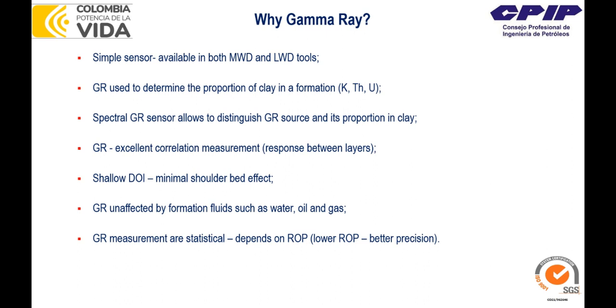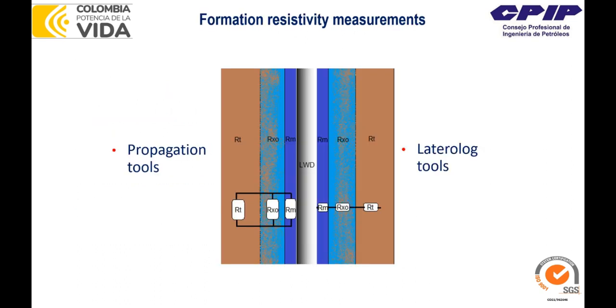Also important to remember that gamma ray measurements are statistical and depend on the ROP. The lower the ROP, the better the precision. But with the rates of penetration we've seen in standard drilling here, up to 100 meters per hour, for example, the reading is still of decent quality.